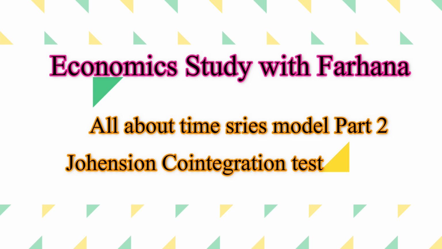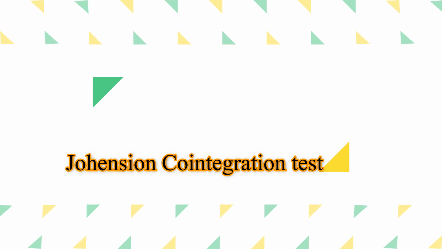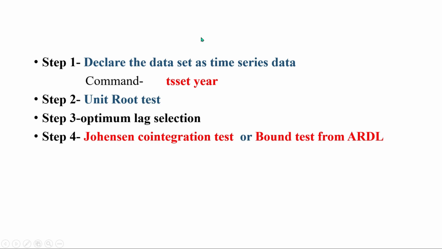So basically today I'm going to tell you about the second part of time series data analysis. In the first part I discussed how to calculate time series step by step. First of all you need to declare the data set as time series. Then you need to conduct your unit root test. After that you need to find out your optimum lag. These three procedures I have shown in my previous video. I will give that video link in the description box or it will pop up at the top. You have to follow that video first, then you need to follow this video.